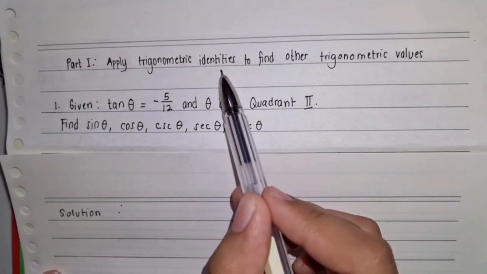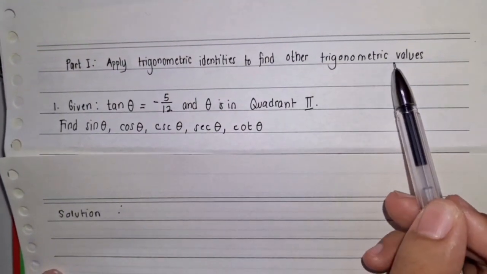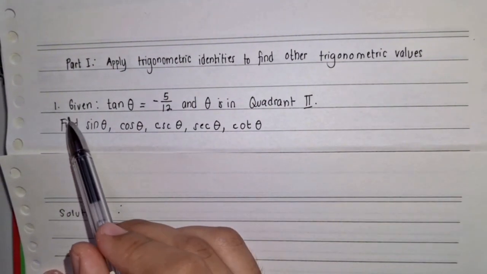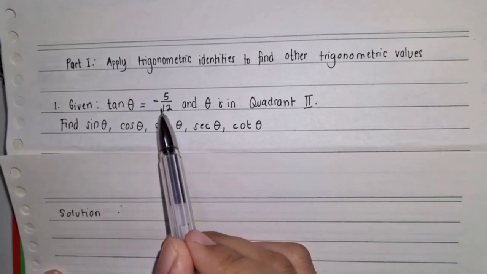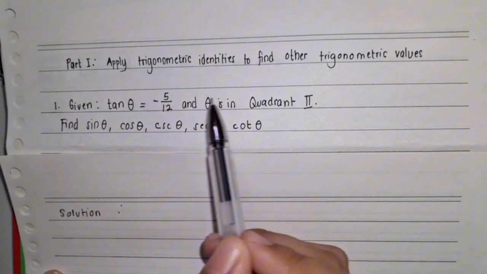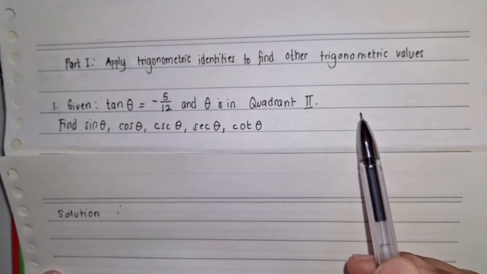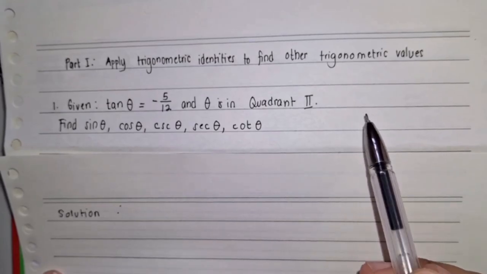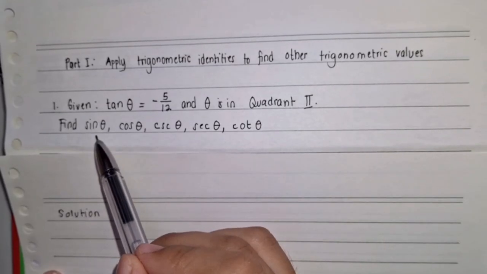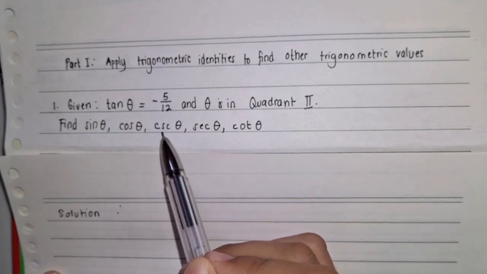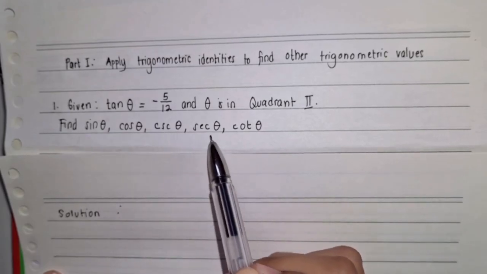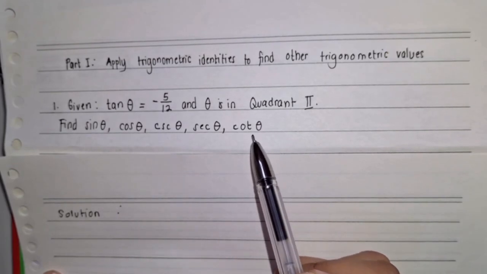Apply trigonometric identities to find other trigonometric values. So for number 1, we have the given tan theta is equal to negative 5 over 12 and theta is in quadrant 2, meaning that sine is positive and cos would be negative. What we have to find are sine theta, cosecant theta, sec theta, and cot theta.